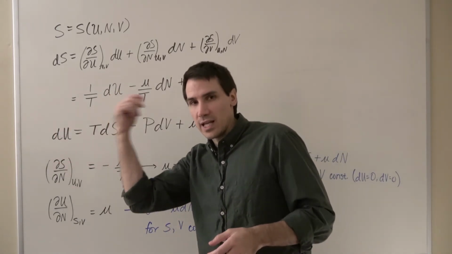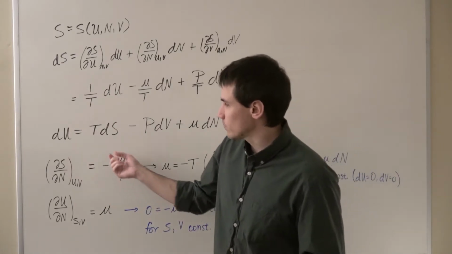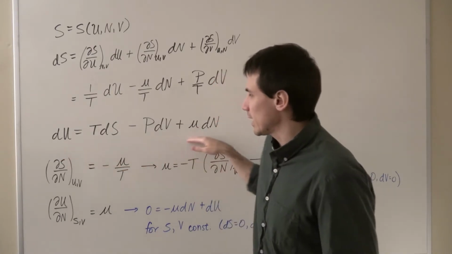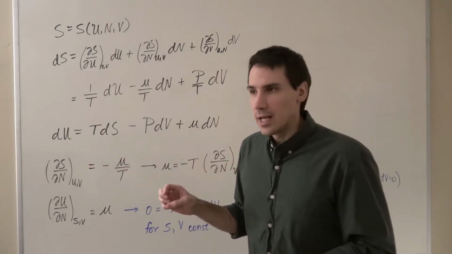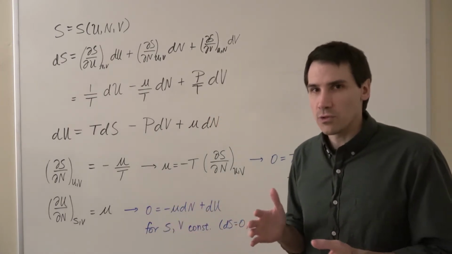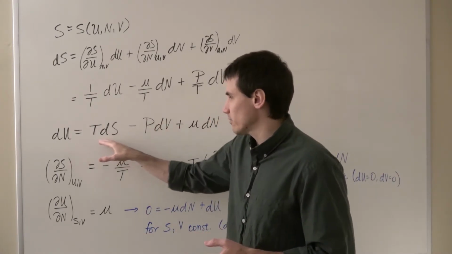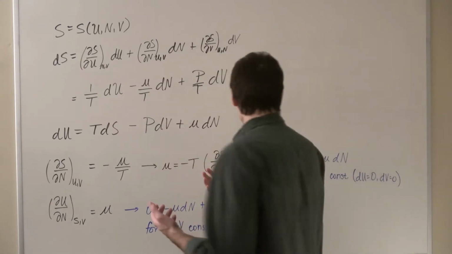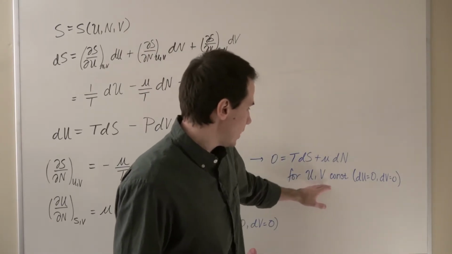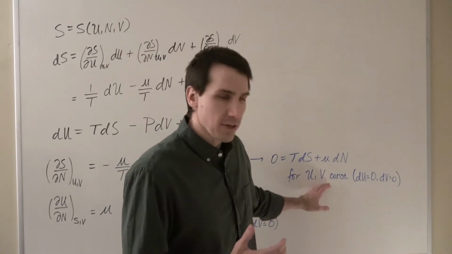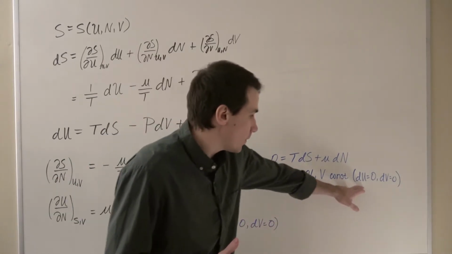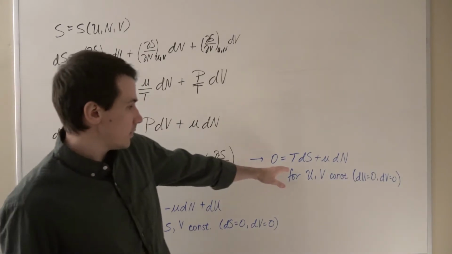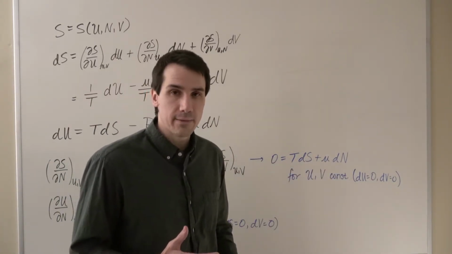So the infinitesimal change in energy as we change the entropy, volume, or number of particles is given by this expression here. And in general, what we're going to be doing is holding 2 out of these 4 variables constant. So for example, if we choose U and V to be constant, the energy and the volume to be constant, then dU and dV are 0. And this equation simplifies to 0 equals TdS plus mu dN.